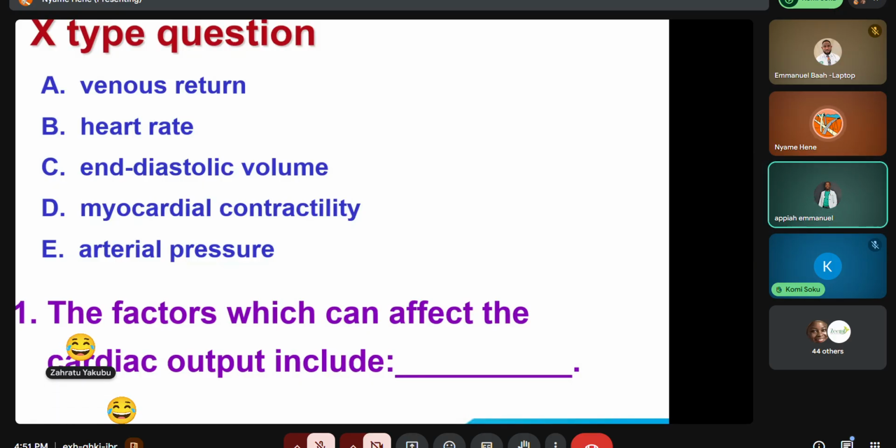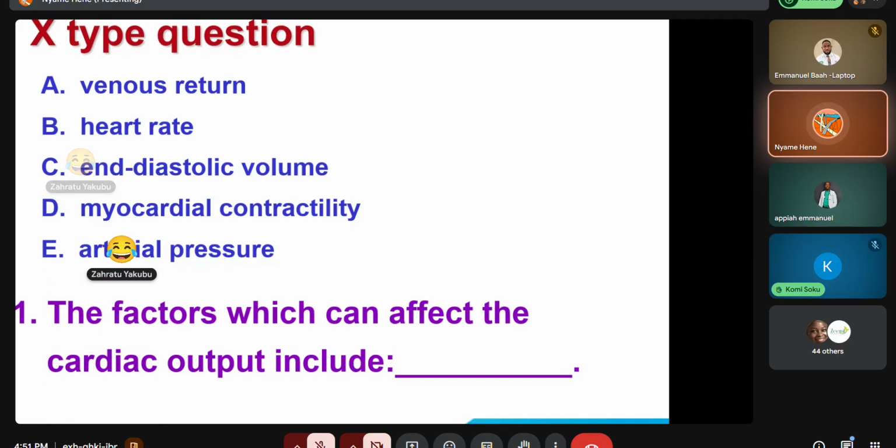I made an analogy for you: if the amount left over is small and the amount coming in is not enough, what will happen? Your stroke volume will be less. When you press the button, a small amount will go out. If stroke volume is less, cardiac output is what? It is less. So the whole thing, then the arterial pressure.